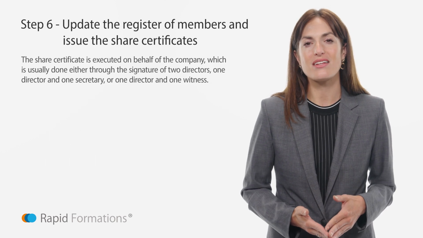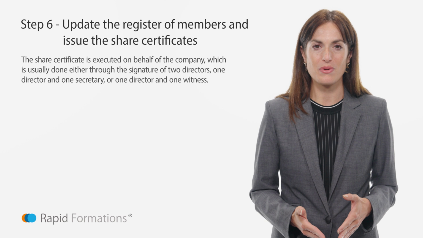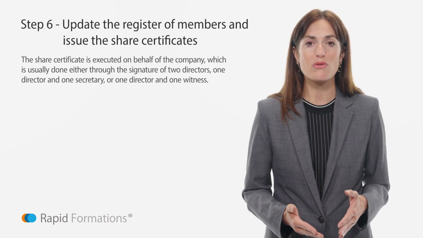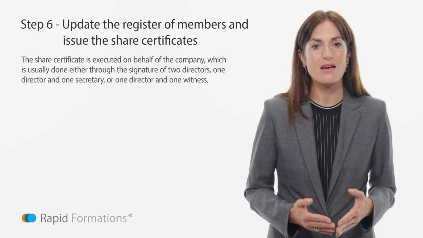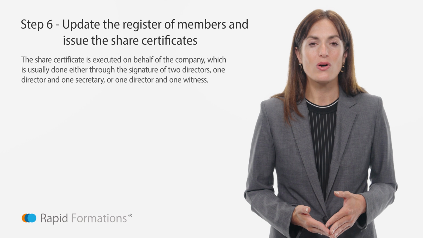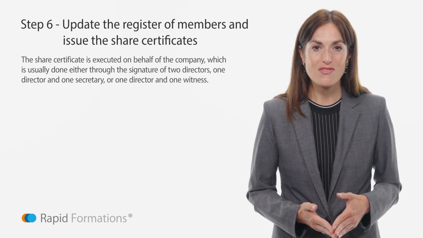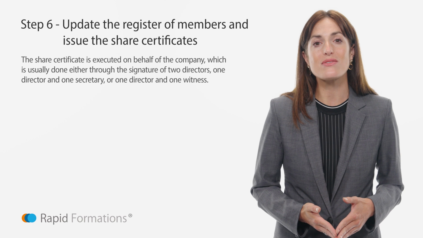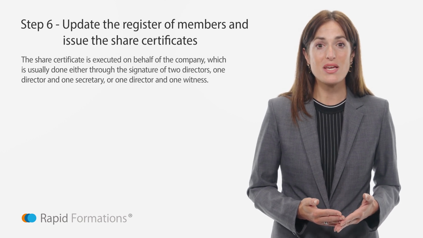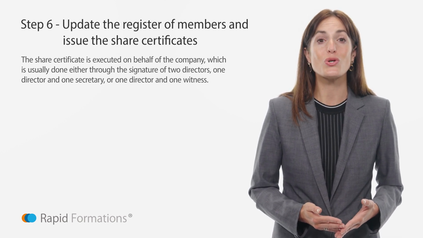The share certificate is executed on behalf of the company, which is usually done either through the signature of 2 directors, 1 director and 1 secretary, or 1 director and 1 witness. To comply with Section 776 of the Companies Act of 2006, the certificate needs to be issued to the shareholder within 2 months.